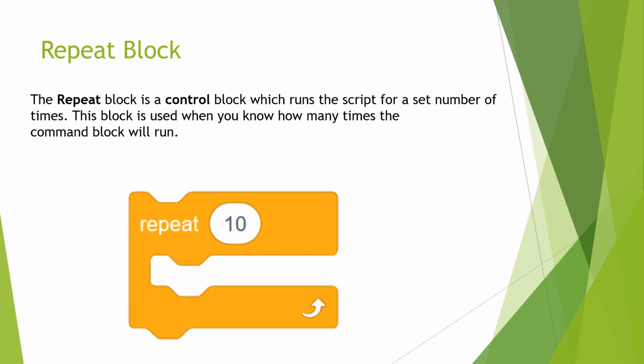A repeat block. The repeat block is a control block which runs the script a set number of times. This block is used when you know how many times the command block will run.